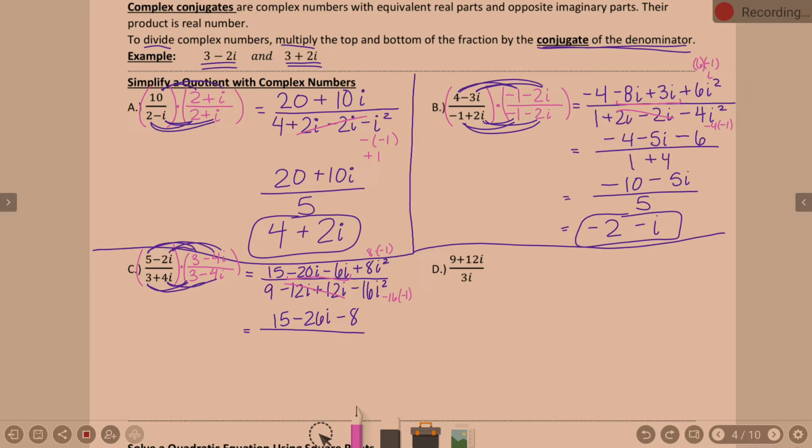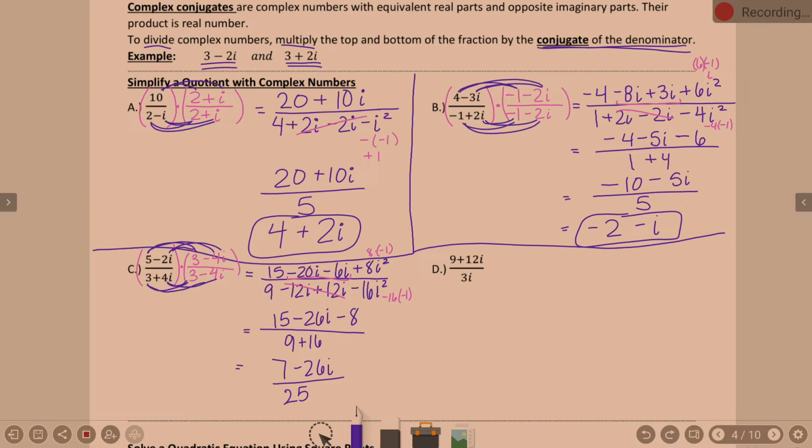It's going to be plus 16, isn't it? Because that i squared is negative 1. So we're going to end up with 9 plus 16. Okay, do some math here. What can I finish up on top? Okay, 15 minus 8 is 7. Then we have minus 26i. Denominator, 9 plus 16 is 25.